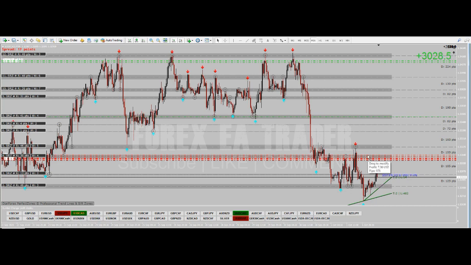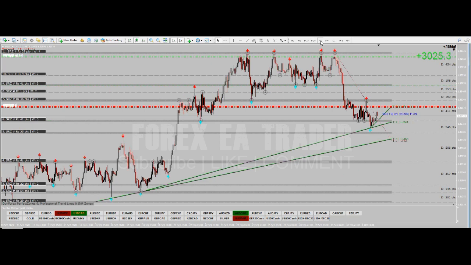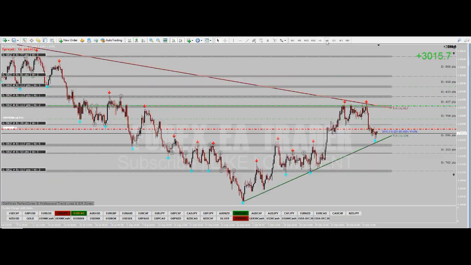So on that note, understand that no indicator should be used as a signal to buy or sell. When you see an indication, if you see a setup, you still need to confirm whether it is true or it is false. But I hope that this indicator helps you to quickly plot your trend lines and your support and resistances.